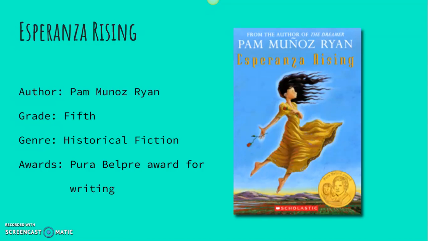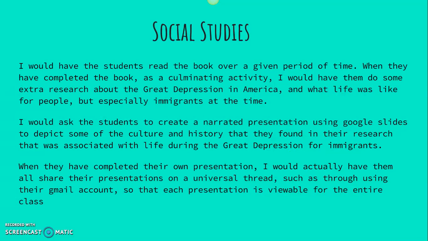For this text, I chose to do a social studies and a language arts lesson for 5th grade. For the social studies lesson, I would have the students read the book over a given period of time. When they have completed reading the book, as a culminating activity, I would have them do some extra research about the Great Depression in America and what life was like for people, but especially immigrants at the time. I would ask the students to create a narrated presentation using Google Slides to depict some of the culture and history that they found in their research that was associated with life during the Great Depression for immigrants.